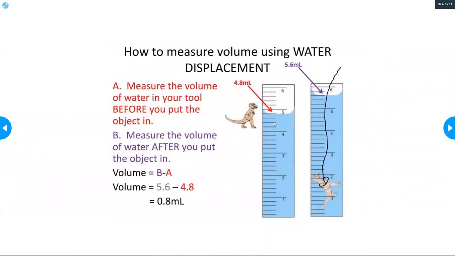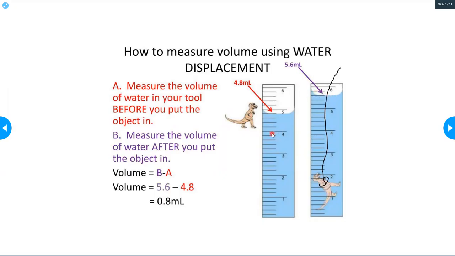I noticed that in some of the exit tickets that we did when we talked about displacement, a lot of you were not measuring from the bottom of the curve. The bottom of the curve is here. Some of you guys were measuring from here, the top of the points. The bottom of the curve is here.